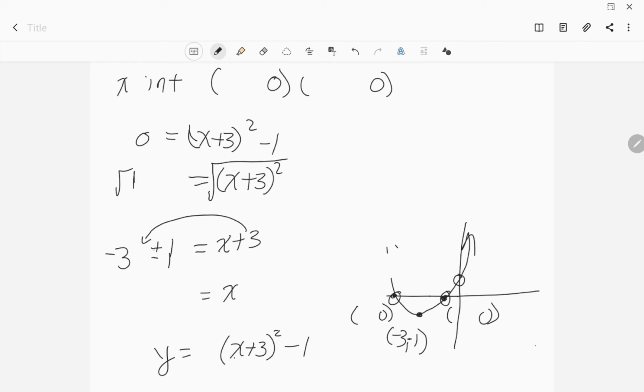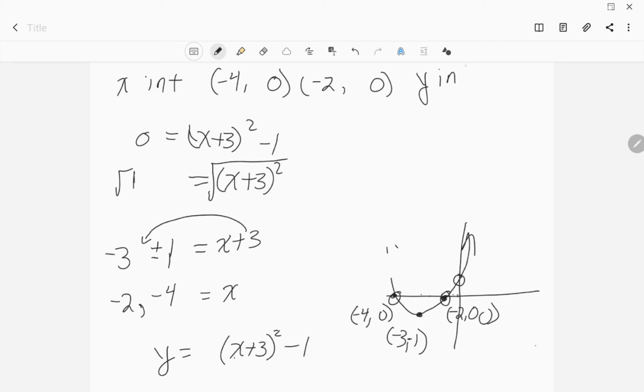So negative 3 plus 1 would be negative 2. So one of my x-intercepts is at negative 2 and 0, which sort of makes sense with my equation. And if it's negative 3 take away 1, then my x is negative 4, which makes sense. Let's say 1, 2, 3, 4, right there. So negative 4 and 0 also makes sense.